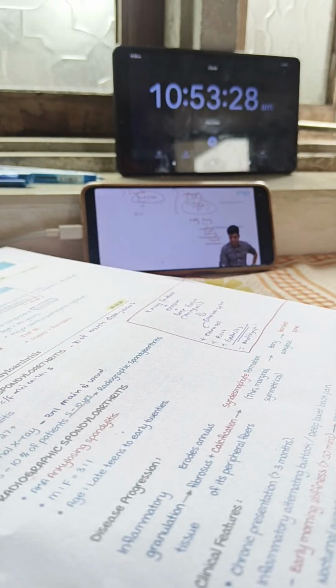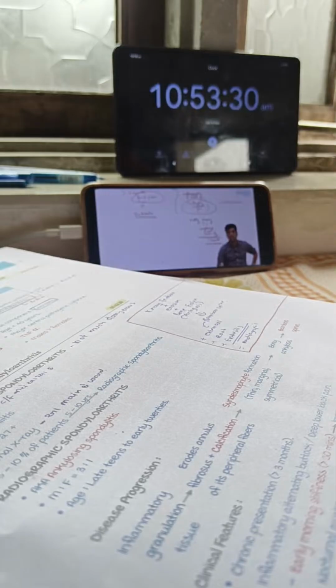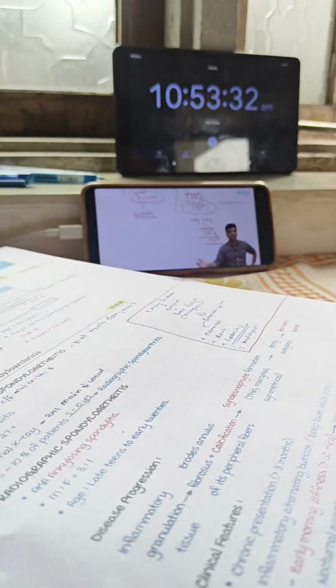And with that, enthesitis. Very, very important, enthesitis. But enthesitis gets prominent if it is ankylosing spondylitis. In the non-radiographic axial spondyloarthritis, these things are not very prominent. Okay, let us look into what happens here.